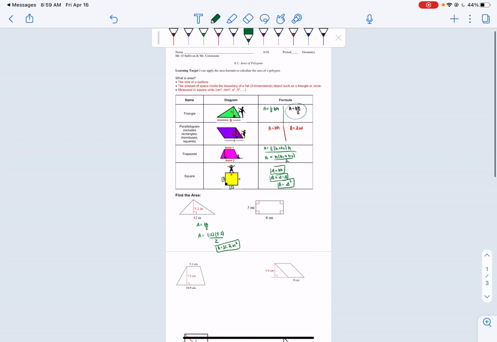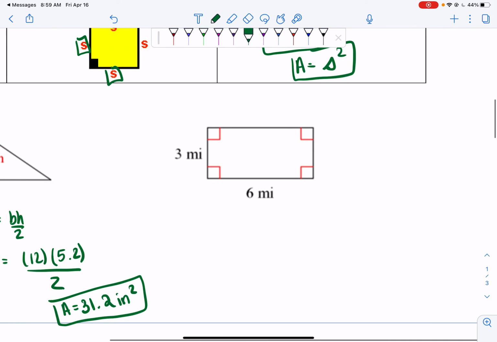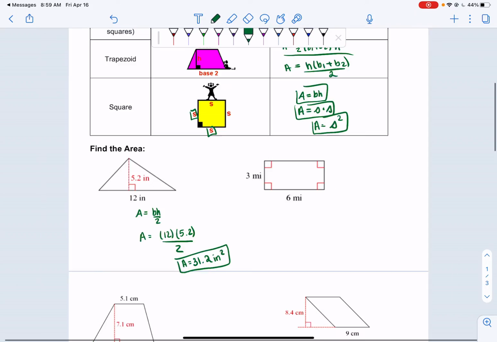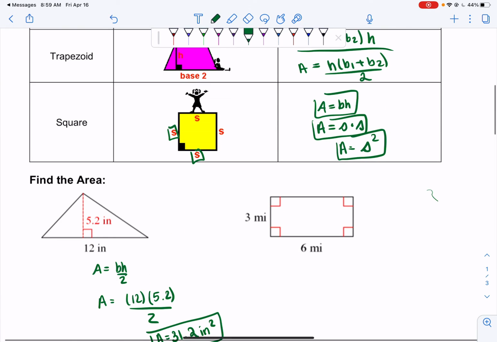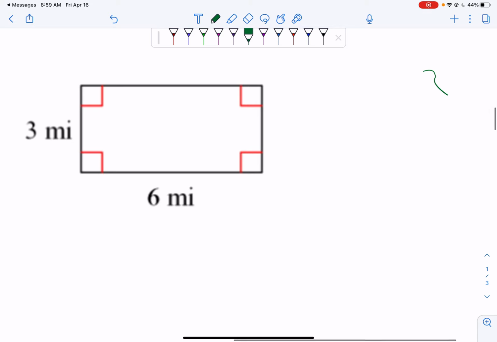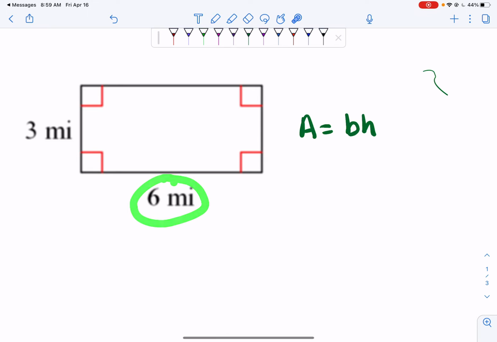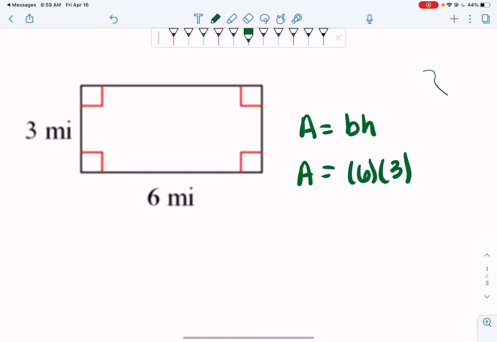units squared. Now let's go on to this example where we have a rectangle. If we look above, we know the rectangle area is length times width or base times height. You can write it either way. I'm not going to penalize you. So if I look, my base is 6, my height is 3. So I'm going to be doing 6 times 3. What's 6 times 3? 18. So my area is 18 miles squared.